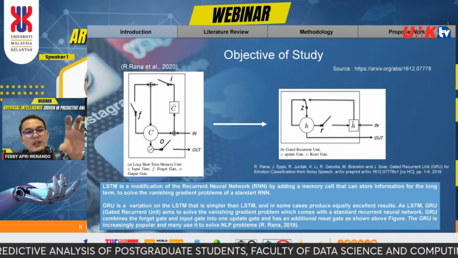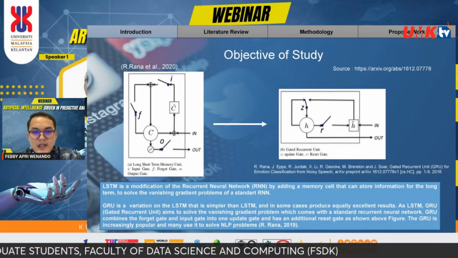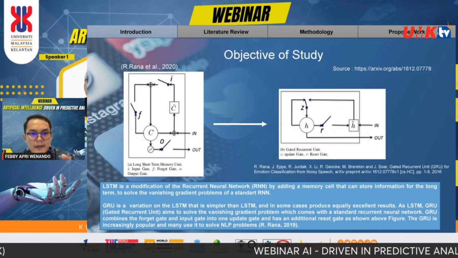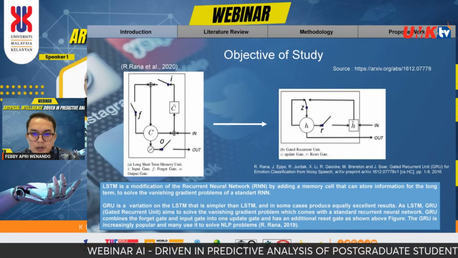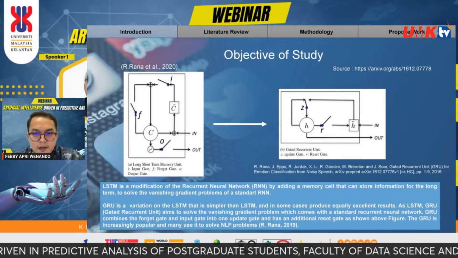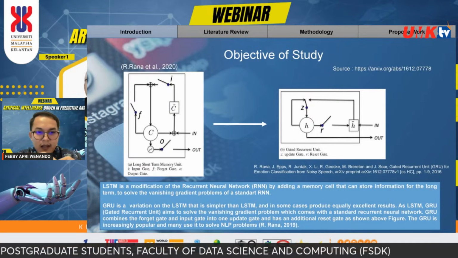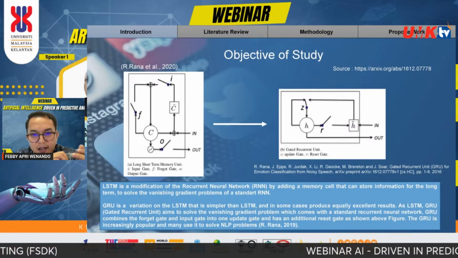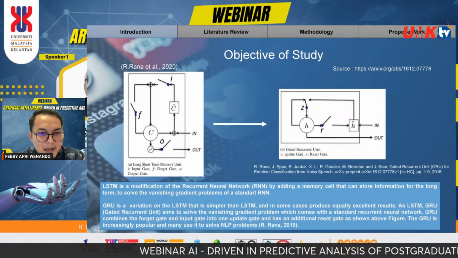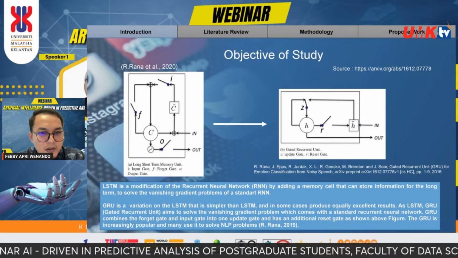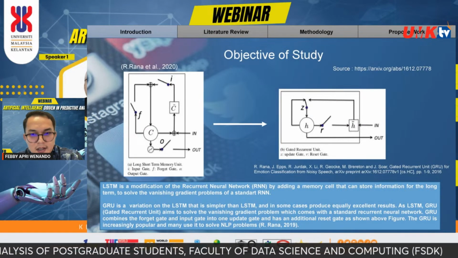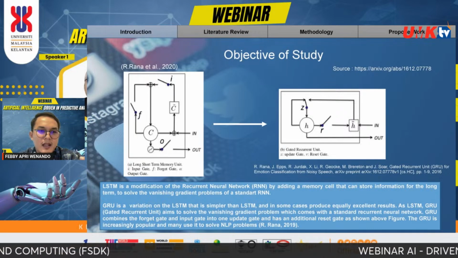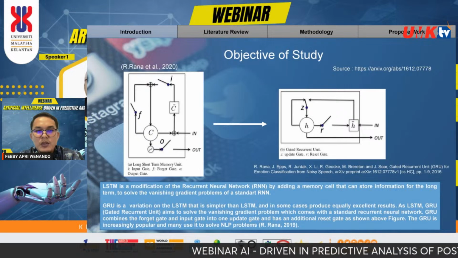And GRU is a variation of LSTM. It is a simplified LSTM, and in some cases produces equally excellent results as LSTM. GRU aims to solve the vanishing gradient problem that comes with the standard recurrent neural network. GRU combines the forget gate and input gate in LSTM into one update gate and has an additional reset gate, as shown in this figure. GRU is increasingly popular and widely used to solve especially NLP problems. NLP is natural language processing.